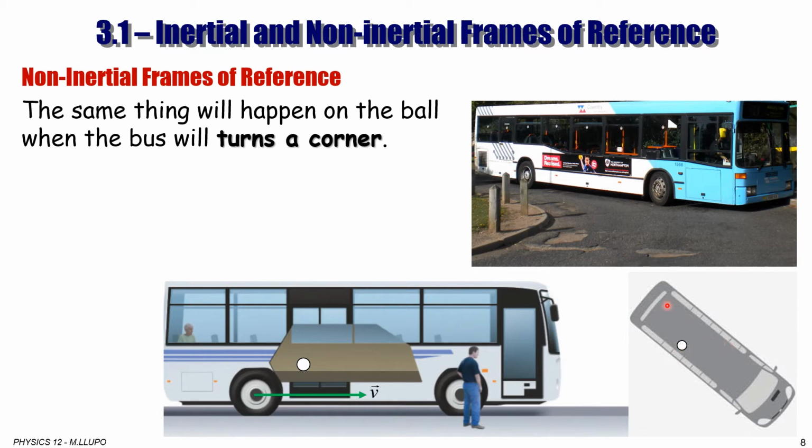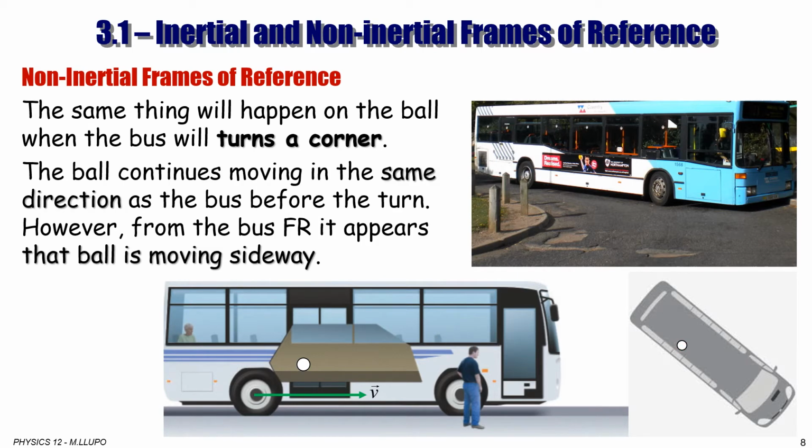So the person sitting here sees that the ball is not stationary, but is moving sideways. As a matter of fact, the ball is not moving sideways. The ball is moving in a straight way, in the direction it was moving before the bus turns. So the ball continues moving in the same direction as the bus before the turn. Because of inertia, it's going to move in a straight line. So a straight line means, in the bus, it is sideways. So that's how it's going to be.